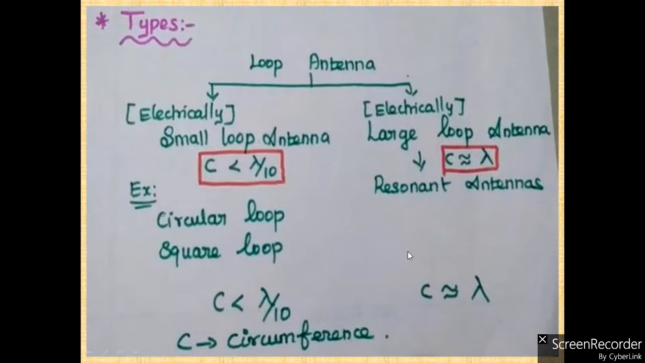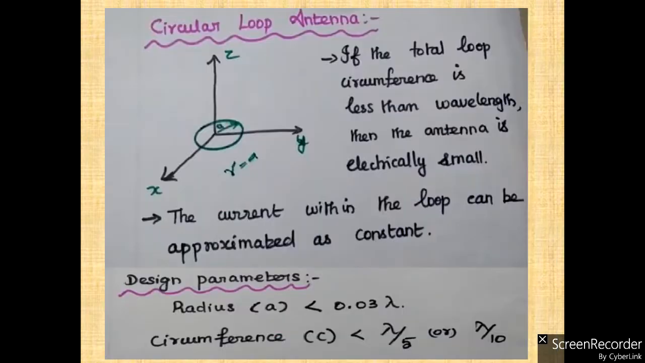In the small loop antennas, we are going to have antennas for radiating the electromagnetic fields as well. Okay. Now we will try to see how we can derive the electrical field and the magnetic field equations of a circular loop antenna.